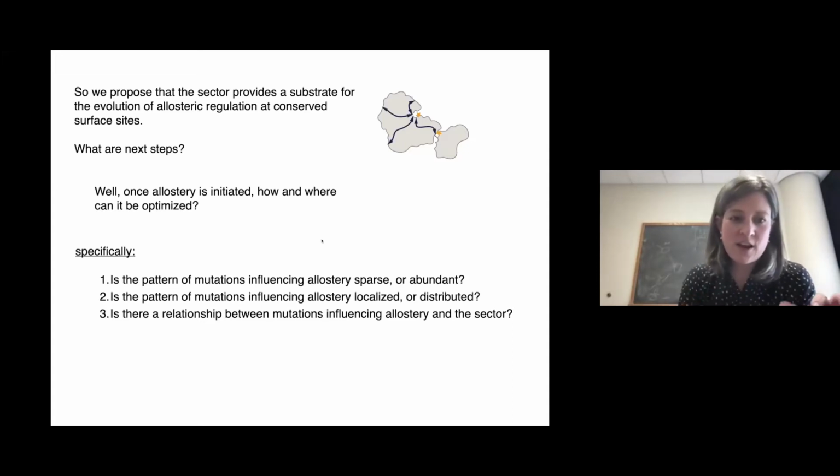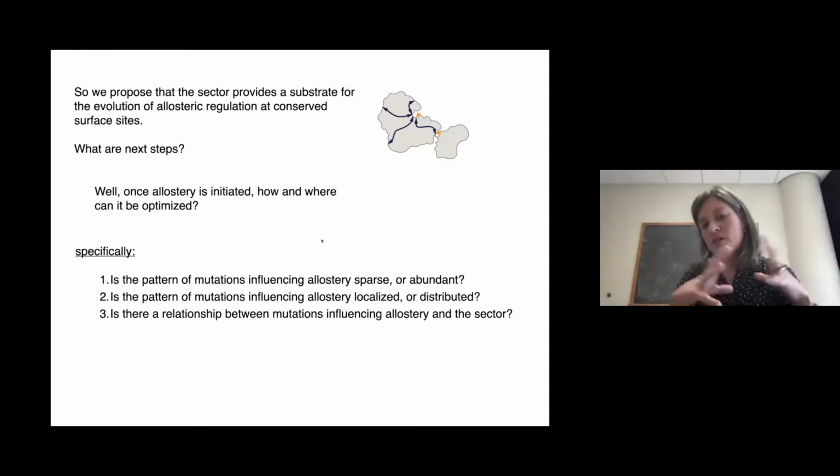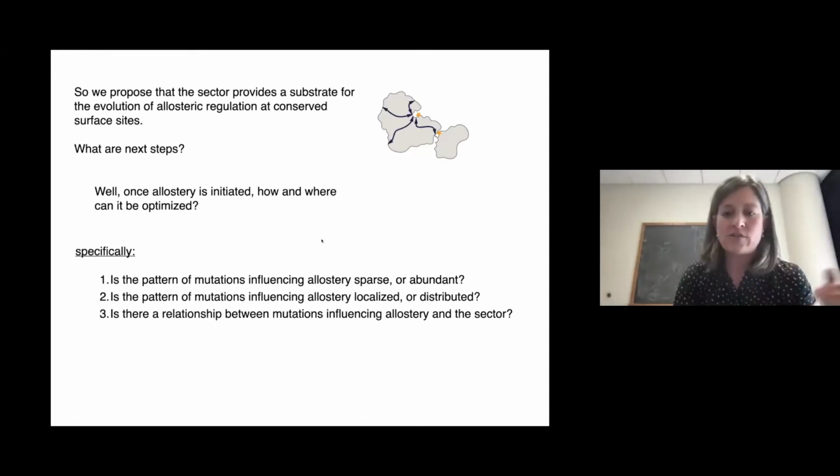Okay, so specifically, we wanted to ask, first of all, is the pattern of mutations that can influence allostery in these systems sparse? Is it just a few mutations, or is it really abundant? Secondly, is the pattern of mutations that influence allostery localized? For example, is it all around the effector site, or in this case, all localized around the domain insertion site, or is it distributed throughout the entire protein structure? And then finally, is there any relationship between the mutations that influence allostery and the sector, this group of co-evolving residues that we identified through sequence analysis?